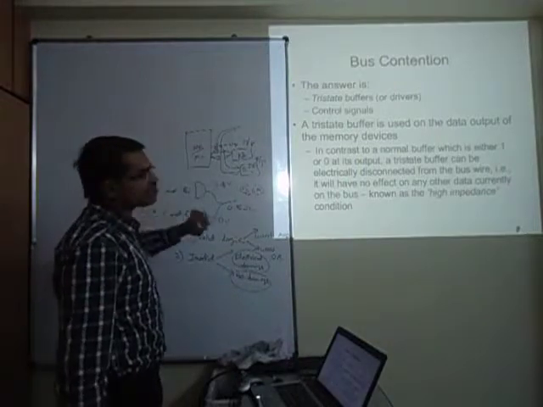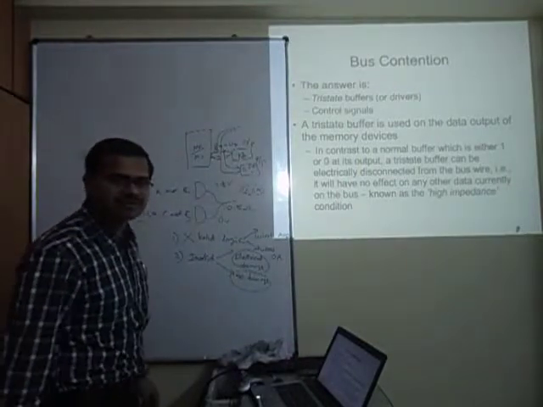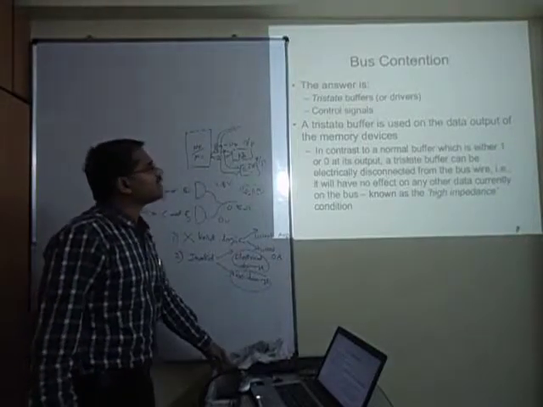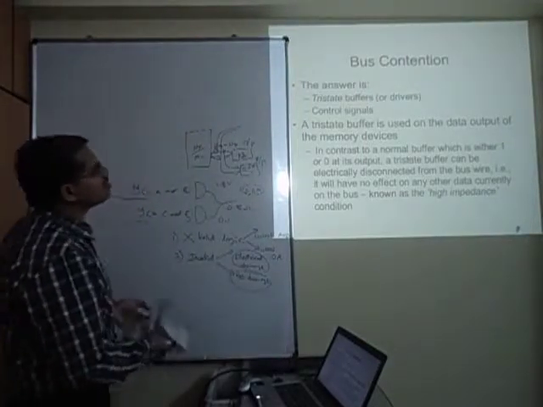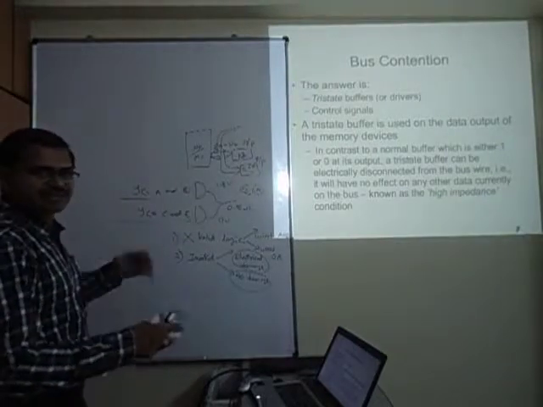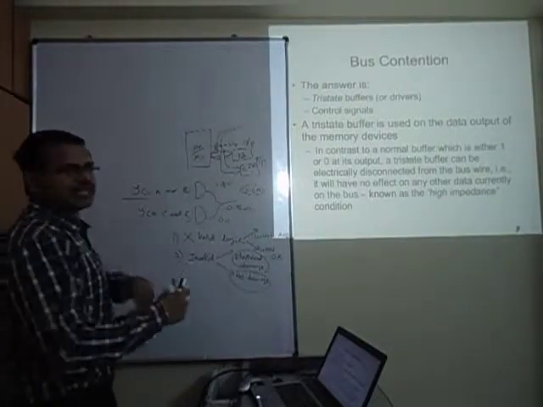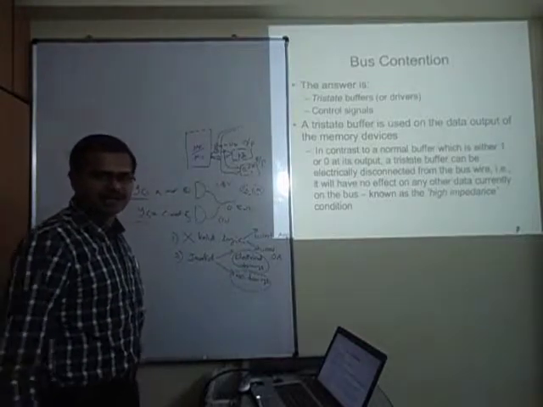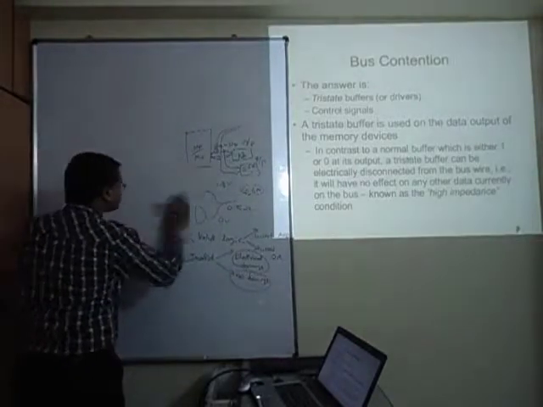So it's a design requirement. The solution is actually use tri-state buffers. So there is an alternative solution, you can also use control signals. In fact, people usually do in combination. They use tri-state buffers and they use control signals. That's how you get it. What it means? See, what is tri-state buffer?